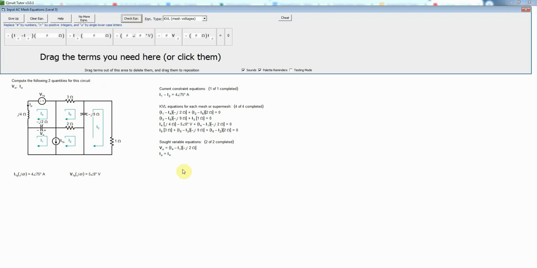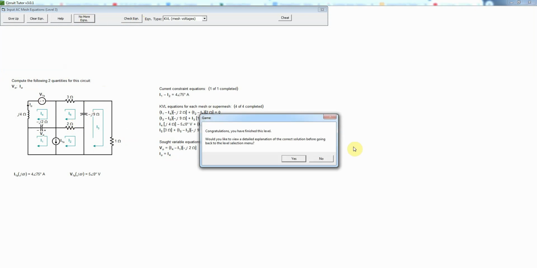Okay, and that's all of the equations we need. We just click no more equations. And you can read the detailed description of that if you like, showing the color coding and everything, but I'll skip that now in the interest of time.